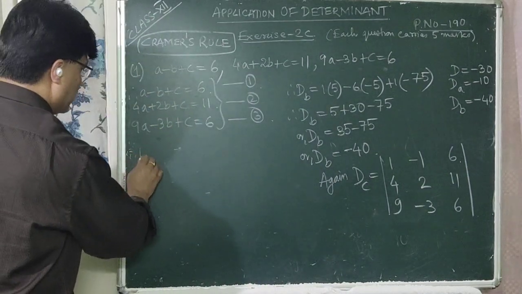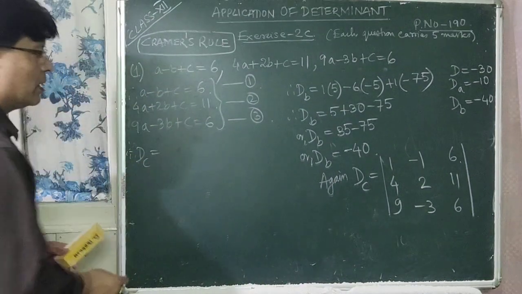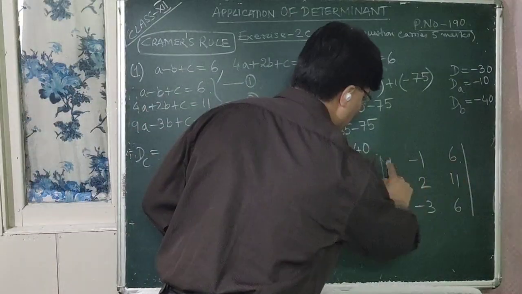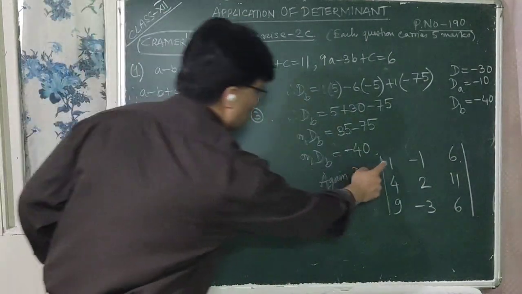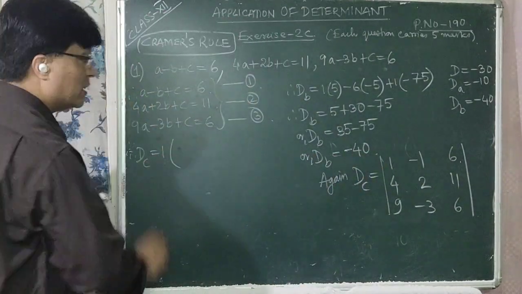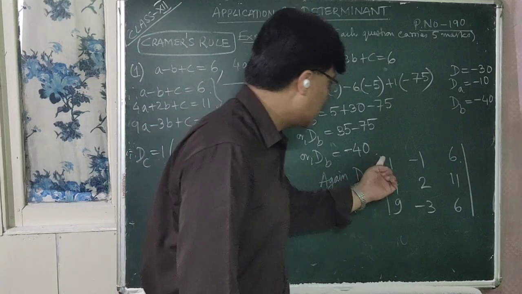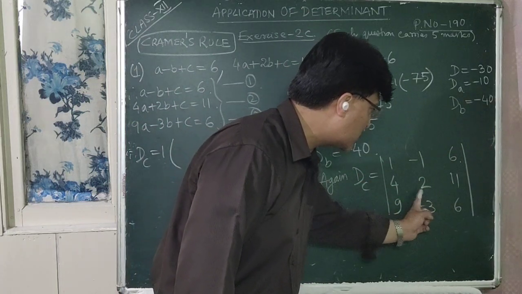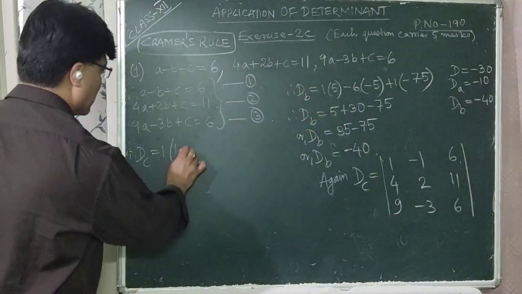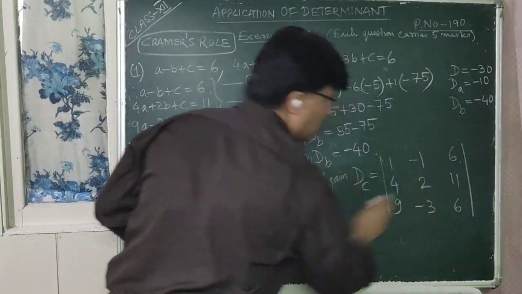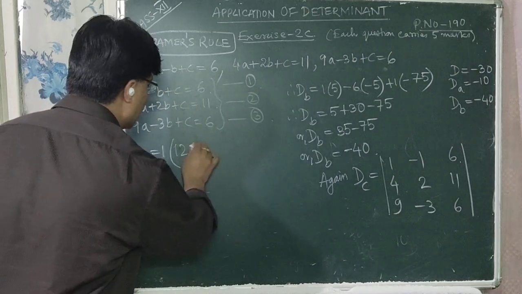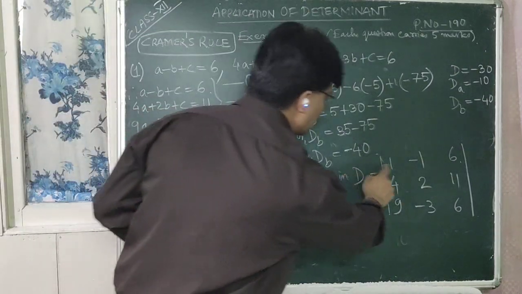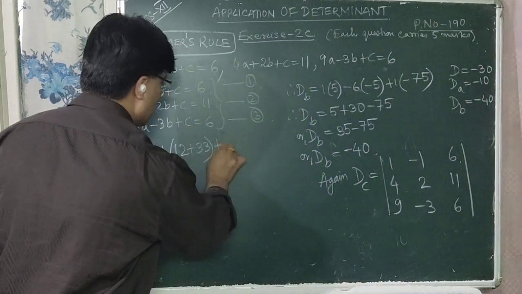So therefore DC is equal to, let us expand it with respect to the first row again, plus minus plus. So plus 1 will be there. So within bracket, what do we write? This first row and first column are deleted. What remains? 2, 11, minus 2 and 6. 2, 6 are 12. And that is minus 3 into 11 is minus 33. But minus 2 minus is plus what? 33.